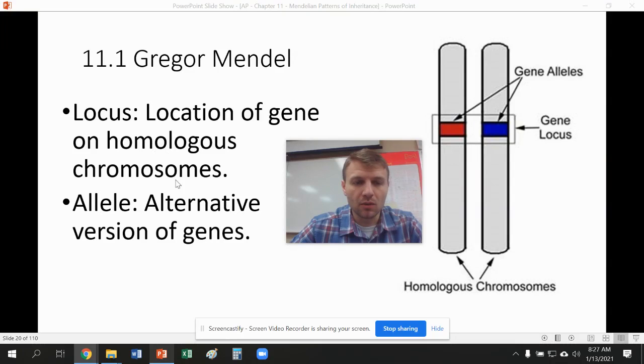All right, so two other words. Again, we talked about alleles a little bit ago, but the locus is the location of a gene on homologous pairs of chromosomes. We're going to see these really come into importance later on in the next couple of sections. And alleles, again, are just alternate versions of genes. You can have like the yellow pea pod or the green pea pod here.